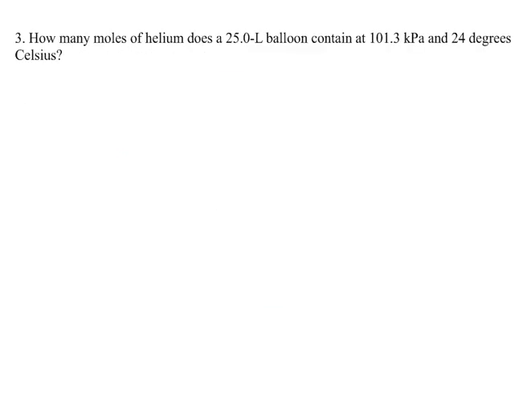Number 3: How many moles of helium does a 25.0 liter balloon contain at 101.3 kPa and 24 degrees Celsius? So how many moles? That's n. Starting with the reworked equation, n equals PV over RT. We want to substitute in our variables, being careful to notice that we have units that don't match the universal gas constant units. So let's make sure we put in the correct numbers first.